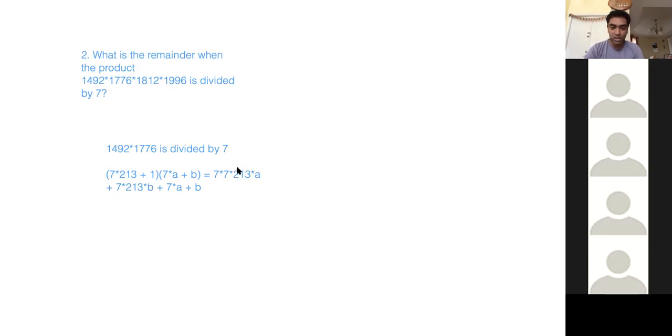Okay, so now this term has a multiple of 7 in it. This term has a multiple of 7 in it. This term has a multiple of 7 in it. So the only term that doesn't is B. And what is B? So 7A plus B is just whatever I can rewrite 1776 as. So what can I write 1776 as to be in this form? 7 times A plus B.